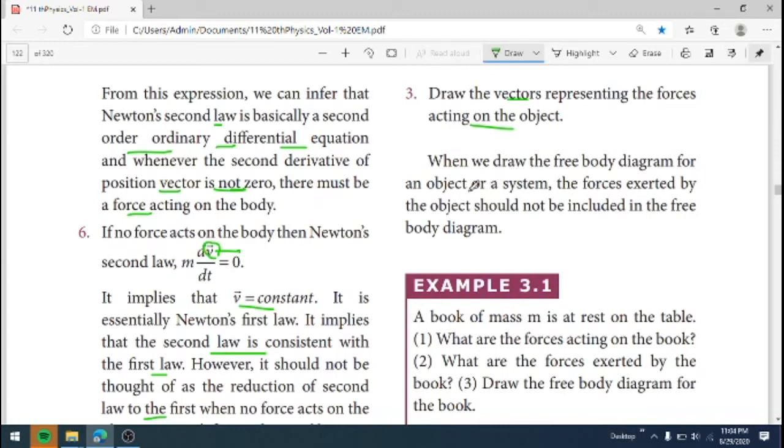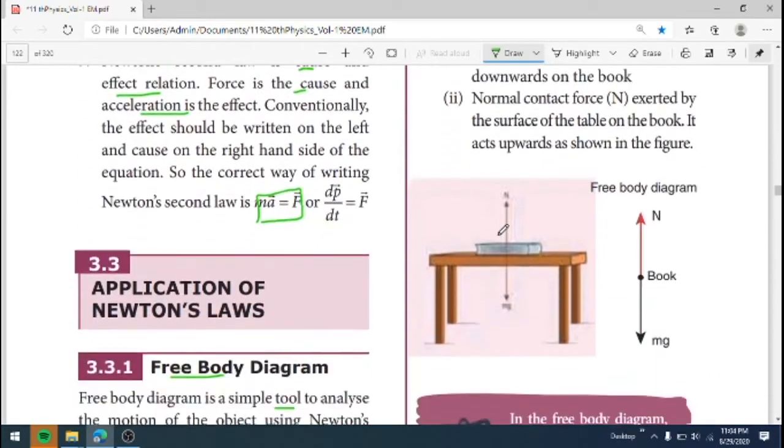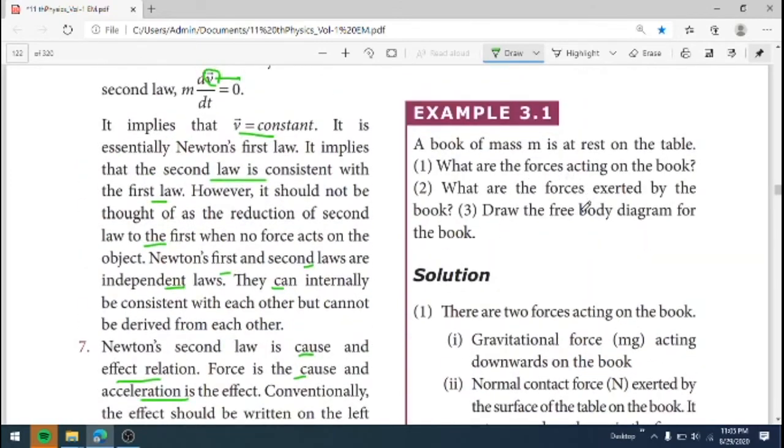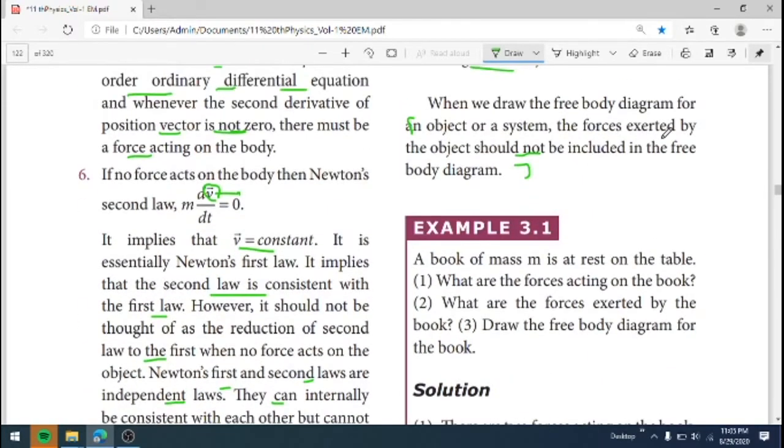So when we draw the free body diagram for an object or any system, the forces exerted by the object should not be included in that. That's very very important. நீ ஃப்ரீ பாடி டயக்ராம் வரையறச்ச, நம்ம எடுத்துக்கிட்ட ஆப்ஜெக்ட் எவ்வளோ ஃபோர்ஸ் எக்ஸர்ட் பண்ணுது அப்படிங்கிறத நம்ம ஃப்ரீ பாடி டயக்ராமில் இன்க்ளூட் பண்ணக்கூடாது. இப்போ இங்கே எடுத்துக்க போகிற ஃபோர்ஸஸ் ஃபோர்ஸஸ் ஆக்டிங் ஆன் த ஆப்ஜெக்டாக தான் இருக்கணும், not by the object. Hope you understand. Yes, not by the object, forces acting on the object.